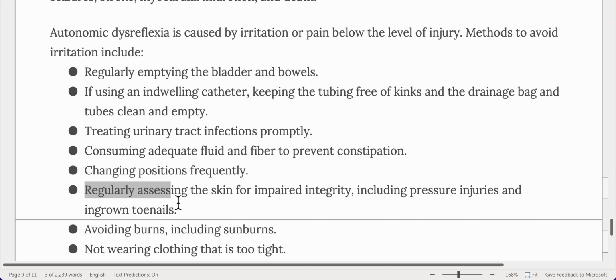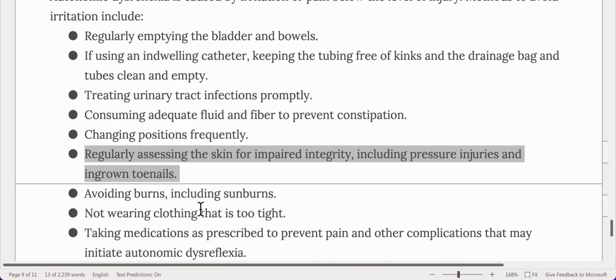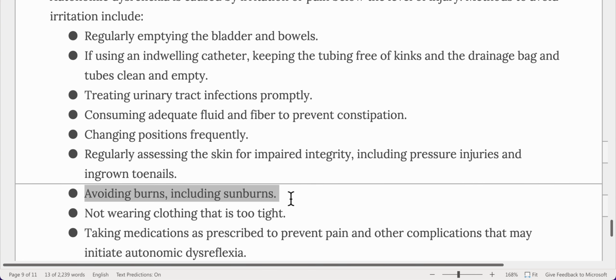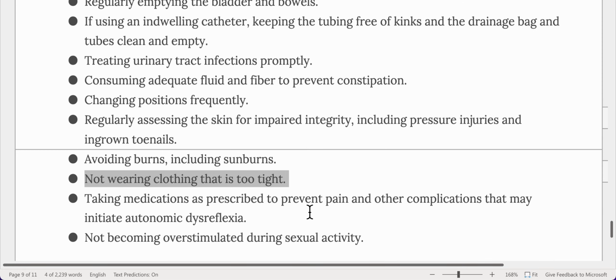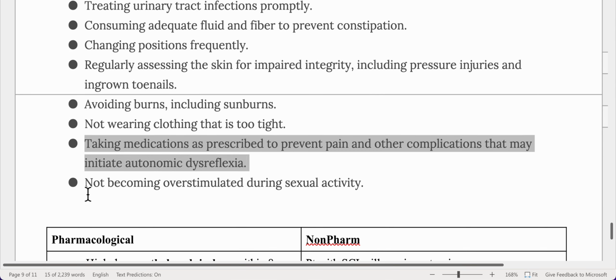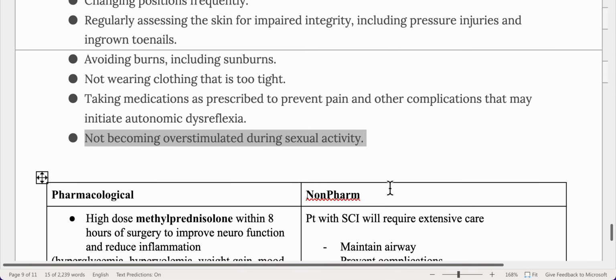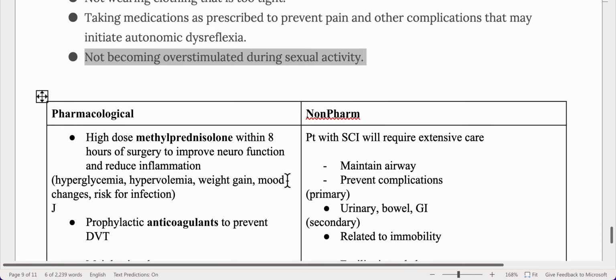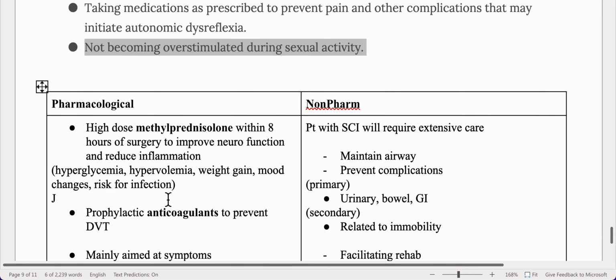Changing positions frequently. Regularly assessing the skin for impaired integrity, including pressure injuries and ingrown toenails. Avoiding burns, including sunburns. Not wearing clothing that is too tight. Taking medications as prescribed to prevent pain and other complications that may initiate autonomic dysreflexia. Not becoming overstimulated during sexual activity.